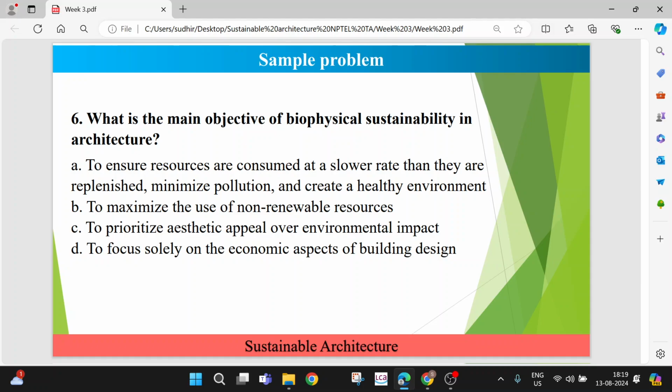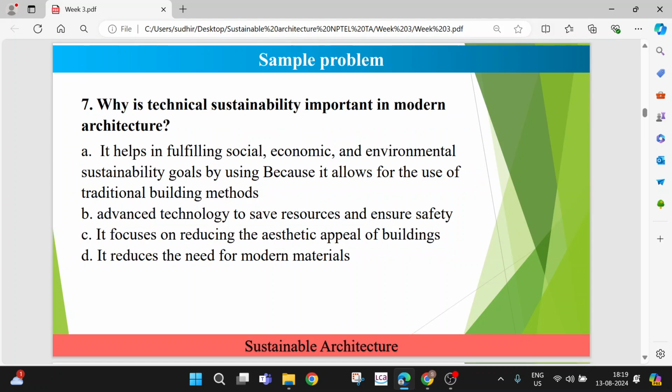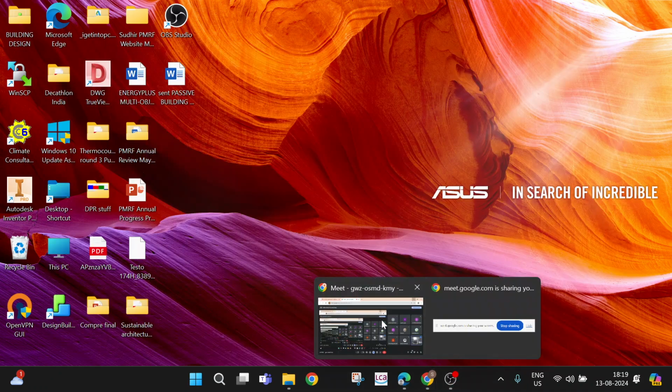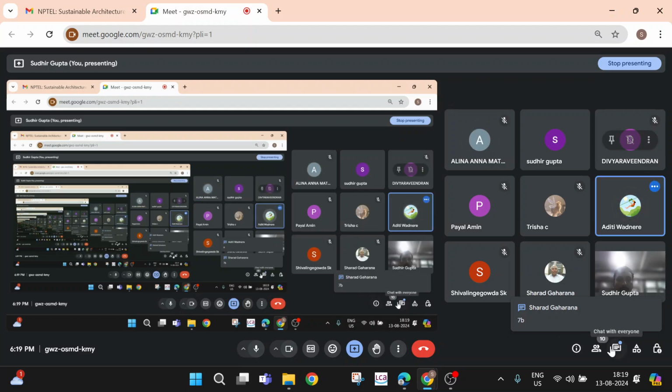Yes. Okay, so here is question number 7. What is technical sustainability, or why is technical sustainability important in modern architecture constructions? Somebody wants to provide an option? D, sir. Option A.